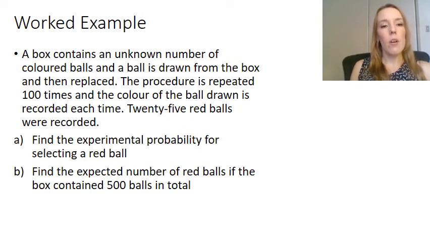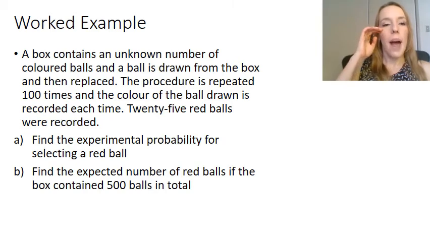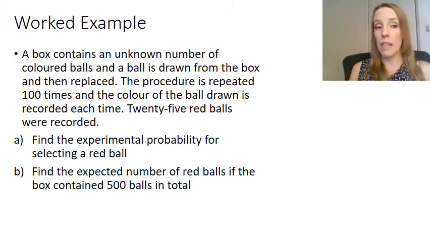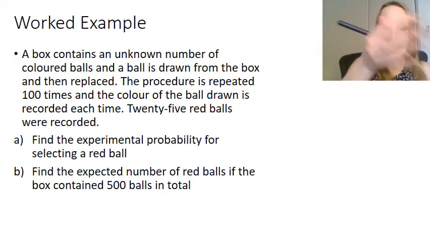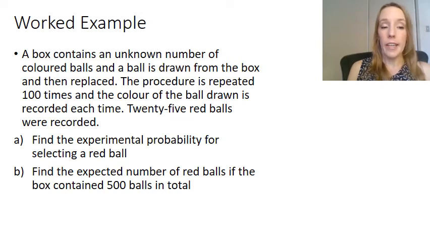So for example, a box contains an unknown number of coloured balls. We don't know how many are in there. A ball is drawn from the box and then replaced. So we'll draw one out, look at the colour, put it back in the box. The procedure is repeated 100 times. So that's probably a suitably large amount of times. If we did it once, not large enough, because we'd be biased. We'd pull out a yellow ball and think they must all be yellow. No, we have to do it a few times so we can get some different results. So for instance, 100 times, that'll give us a pretty good idea.